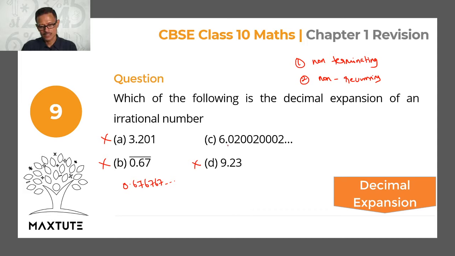Look at this number, 6.1. These dot dot dots say that it is non-terminating. Let's see if the pattern is repeating. 02, 002, 0002. So which means that it is non-recurring. So this is the number which is an irrational number. It's a 1-mark multiple choice question that appeared in the sample question paper.